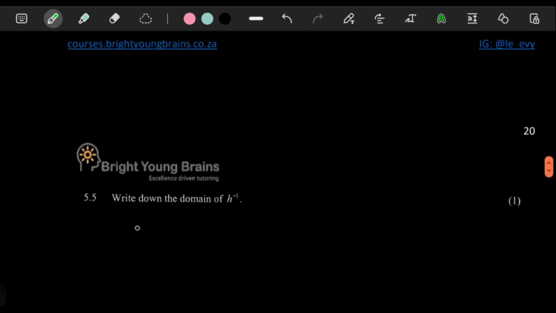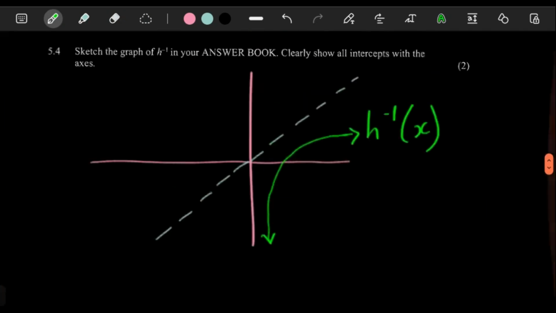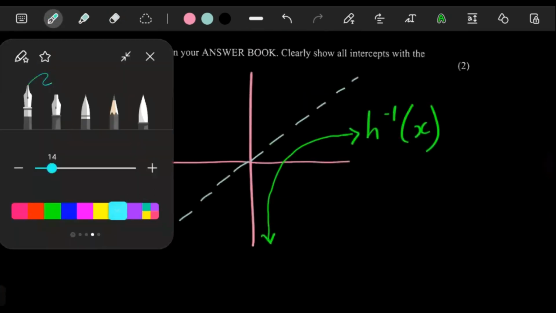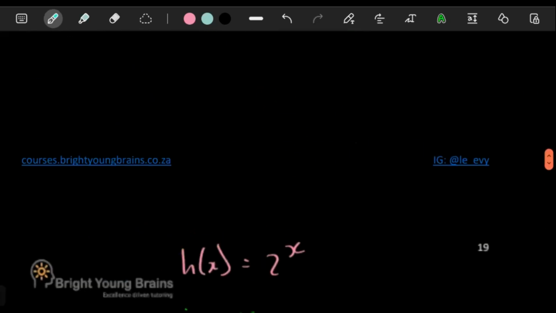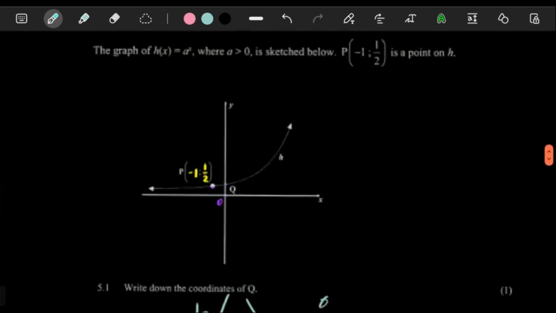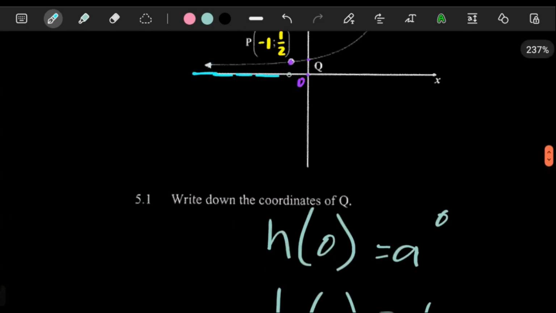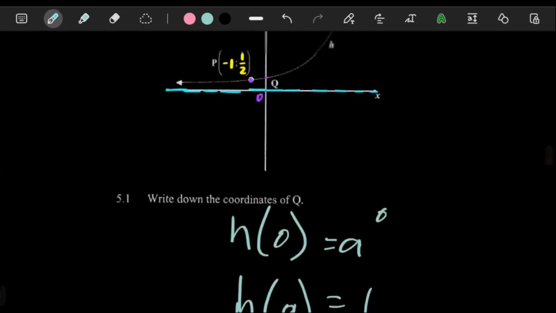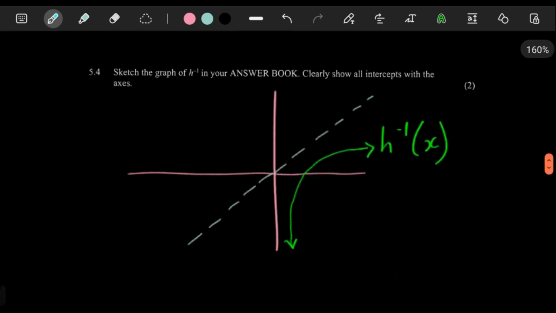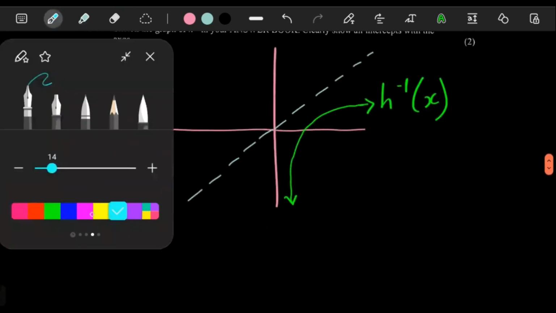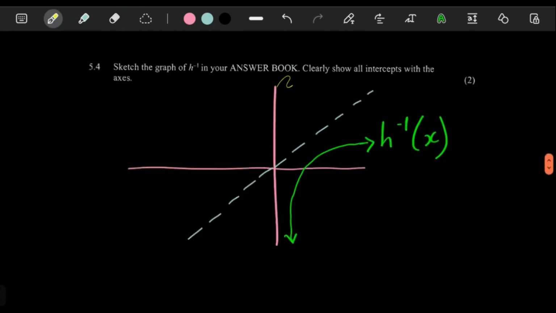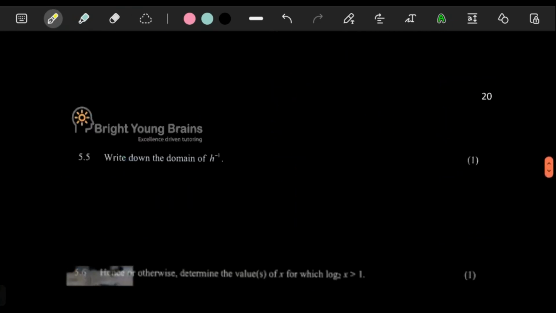Next question, 5.5. Write down the domain of the inverse. Well, we're looking at the inverse visually now. In the original graph, we can already see the asymptote is y is equal to 0. That's the asymptote. So the original graph does not touch y is equal to 0. The inverse, we know it does not touch where x is 0. So the domain, we can see it's just x values that are bigger than 0. You see, x has to be bigger than 0.